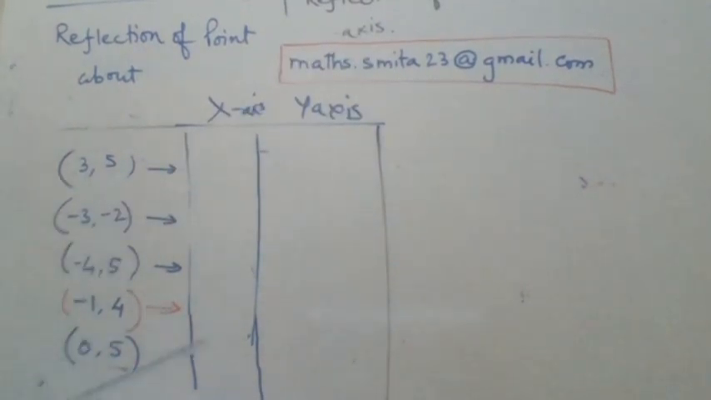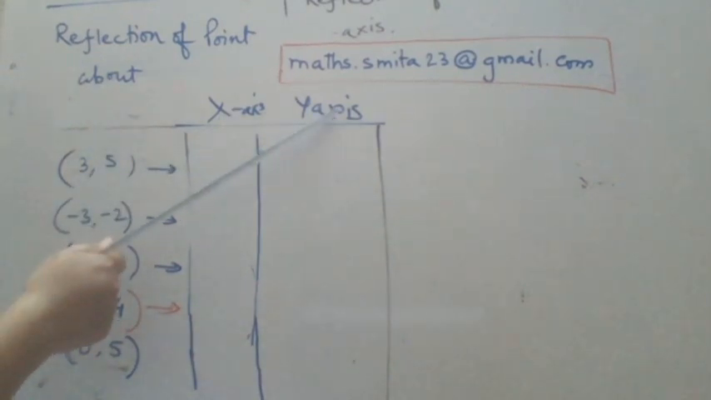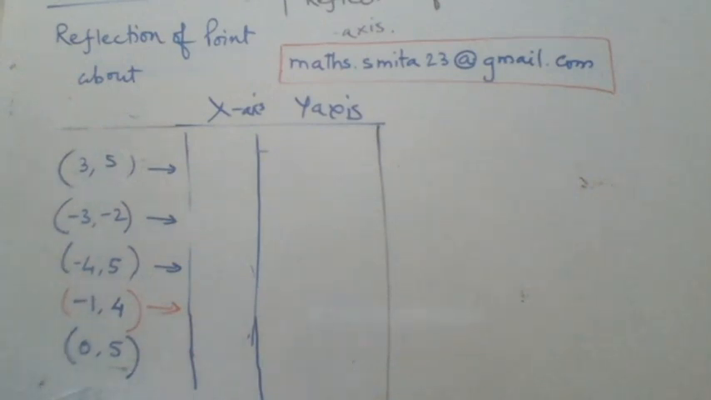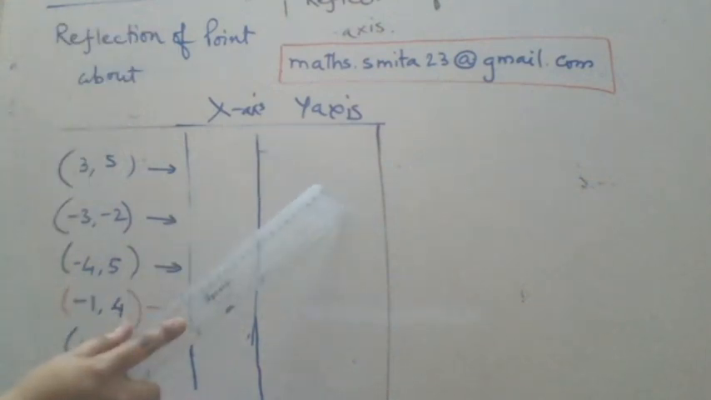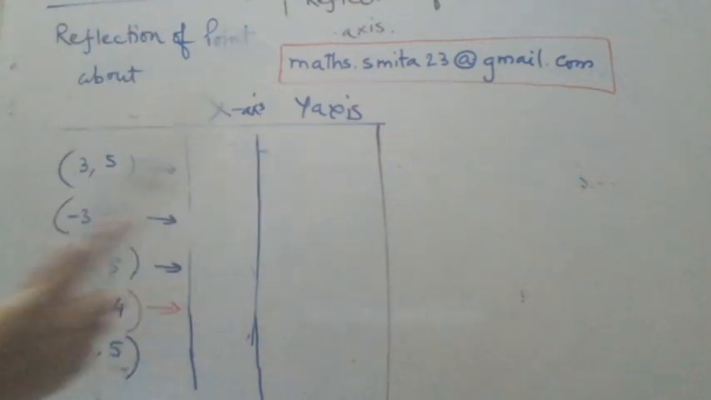And this is today's homework, reflection of a point about the x-axis and y-axis. These are the points, you need to plot them and find the reflection of these points, and where the image will appear when the mirror is placed on the x-axis, and where the image of this point will appear if the mirror is on the y-axis.